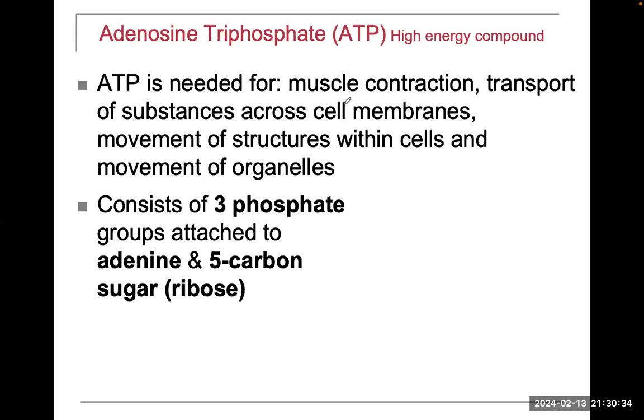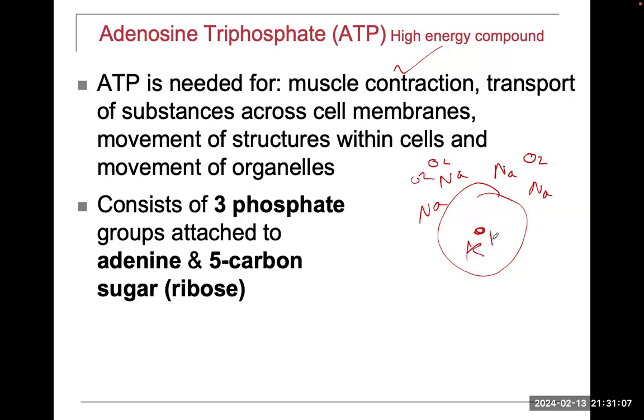So ATP is needed for muscle contraction. It's needed for the transport of substances across cell membranes, especially when things are going against the concentration gradient, right? So if we have a cell and there is a nucleus, there's always lots of sodium on the outside, and there's always lots of oxygen on the outside, and there's always lots of potassium on the inside.